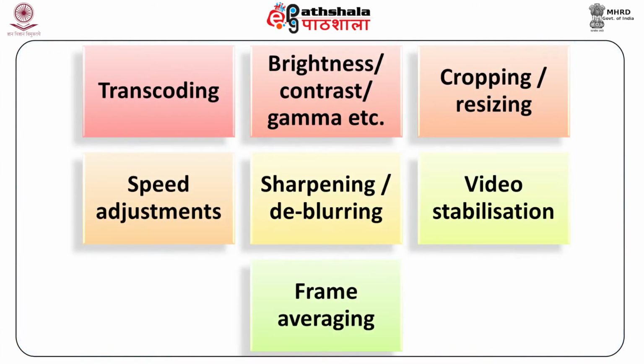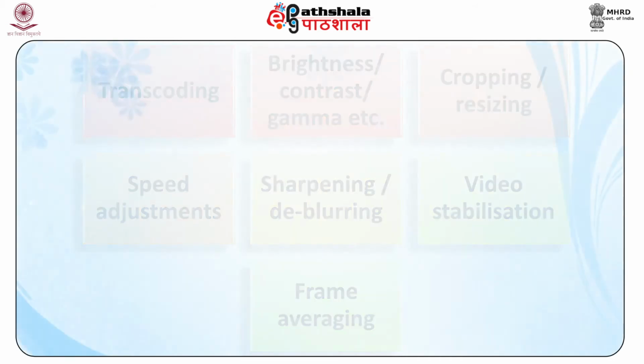Suitable processes to carry out on digital CCTV evidence may include, but not be limited to, transcoding, which is compression and format conversion; brightness, contrast, gamma, etc.; cropping, that is resizing; speed adjustments; sharpening or deblurring; video stabilization; and frame averaging.